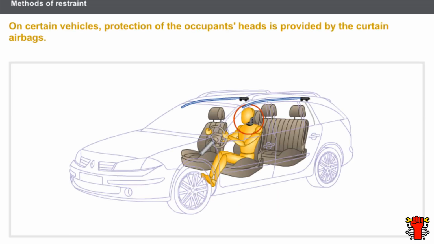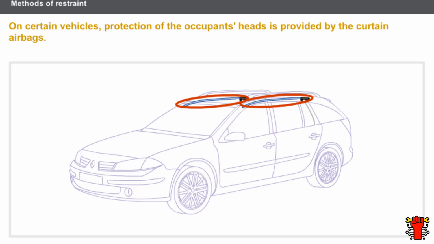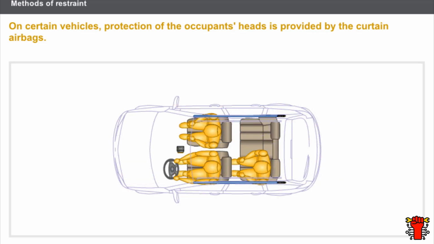On certain vehicles, protection of the occupants' heads is provided by the curtain airbags. The curtain airbags are fitted into the upper corners of the vehicle roof panel. The curtain airbags are deployed in the event of a side impact. Only the airbag on the side of the impact is triggered. The curtain airbag is triggered at the same time as the lateral airbags. Curtain airbags are connected to the main airbag computer.